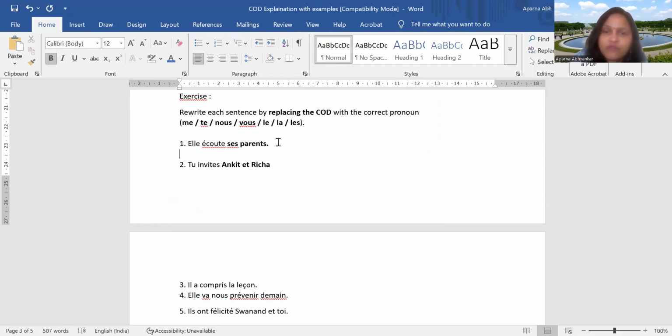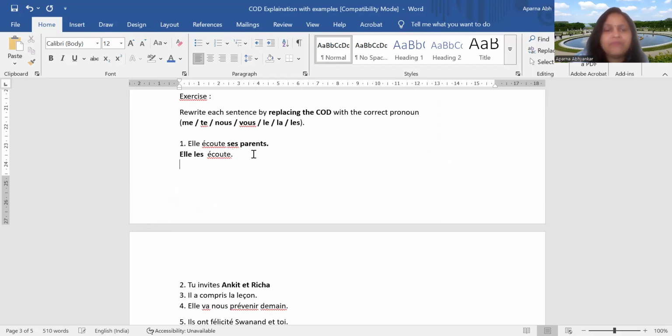And the placement of the pronoun is before the verb. So elle les écoute. Okay, so that will be the placement of the pronoun. Now here there is no passé composé, right? So no other modification required. Only ses parents will be replaced by les. Placement will be before the verb.